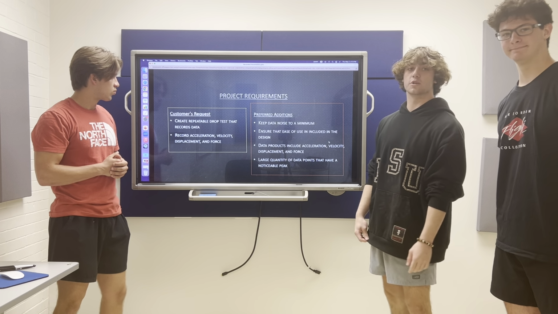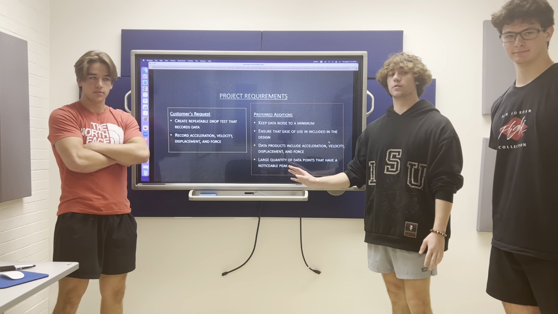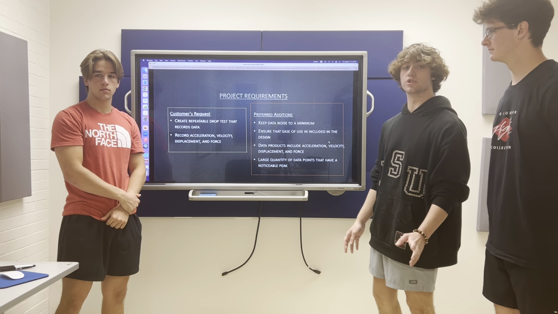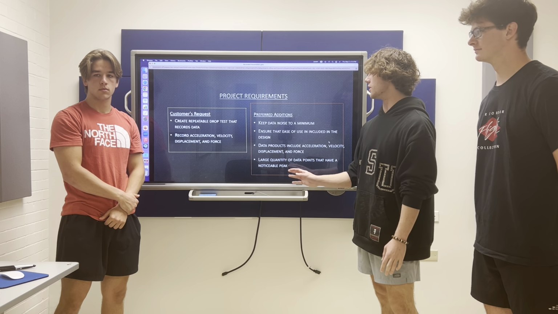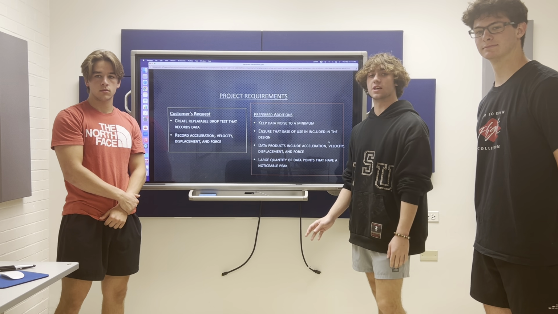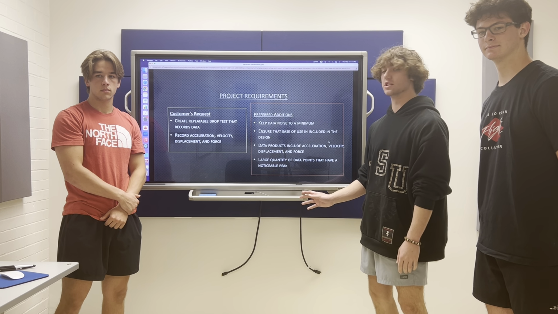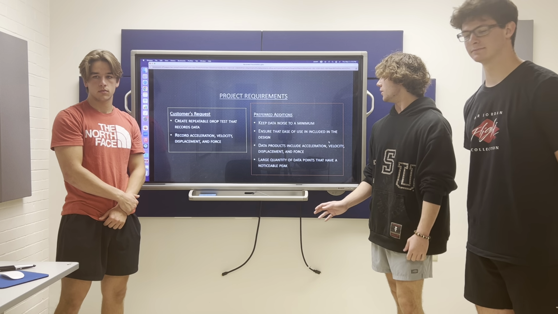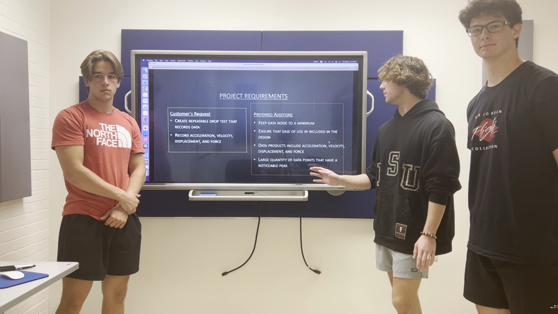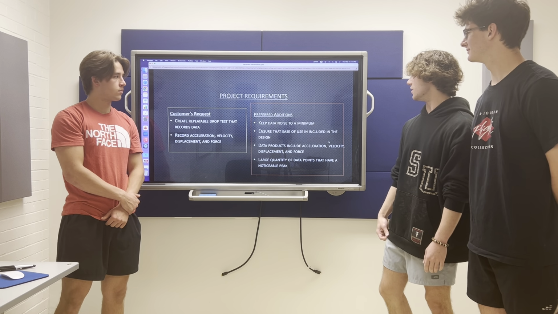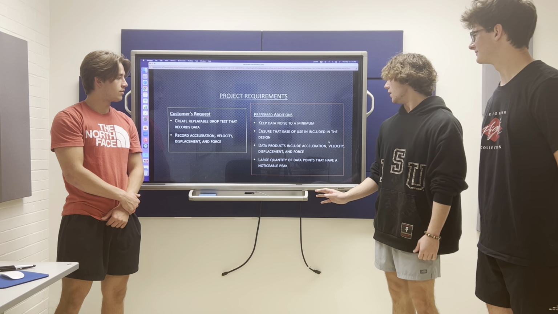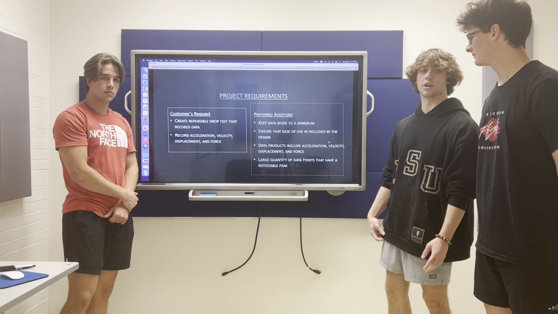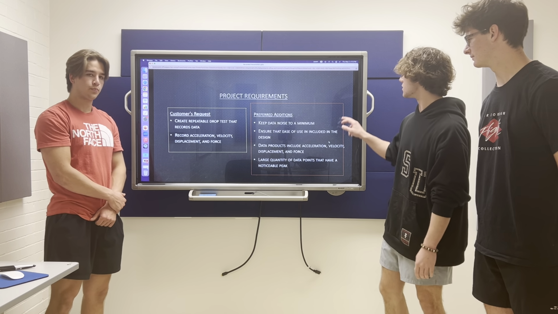To start the project, we were first given a list of requirements from the customer. The two main ones were to create a repeatable drop test that was able to record data. This data would include acceleration, velocity, displacement, and force. There were also a few preferred additions, which were to keep the data noise to a minimum, ensure that the device was easy to use, also get acceleration, velocity, displacement, and force, and that we were able to collect a large quantity of data points.